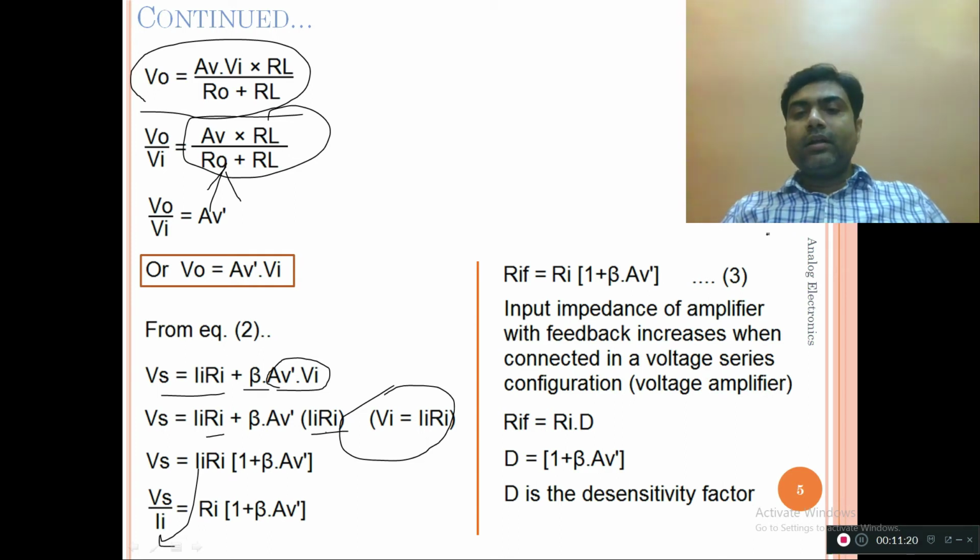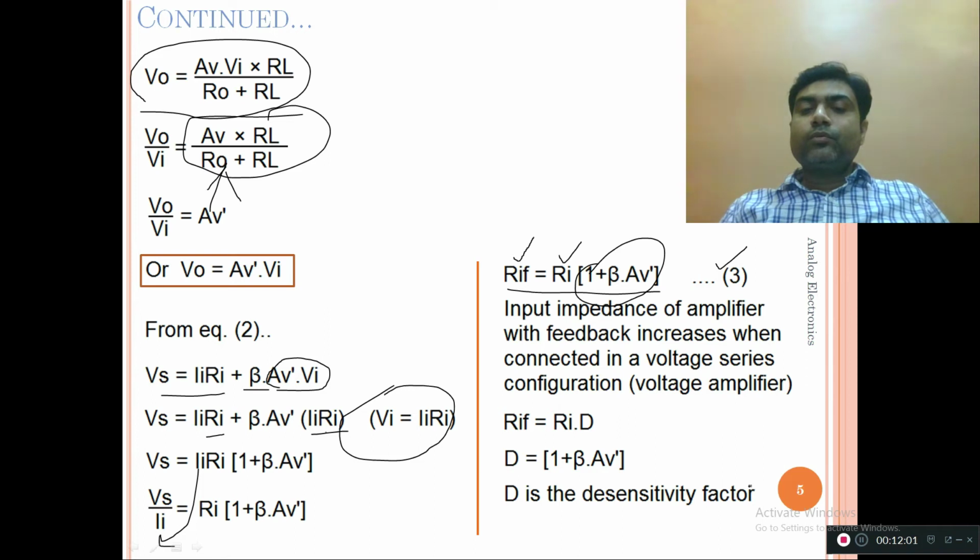So ultimately this equation 3 on the slide gives me the relation that RIF is nothing but Ri into 1 plus beta AV dash. Now what does it mean? It means that when I am taking the feedback and I am interested to calculate the input impedance with feedback, then Ri gets multiplied by this particular factor 1 plus beta AV dash. So RIF is greater than Ri by which quantity? By this particular quantity which I encircled.